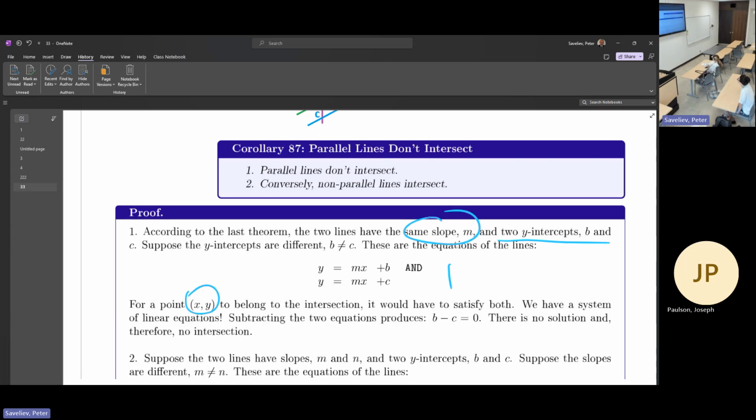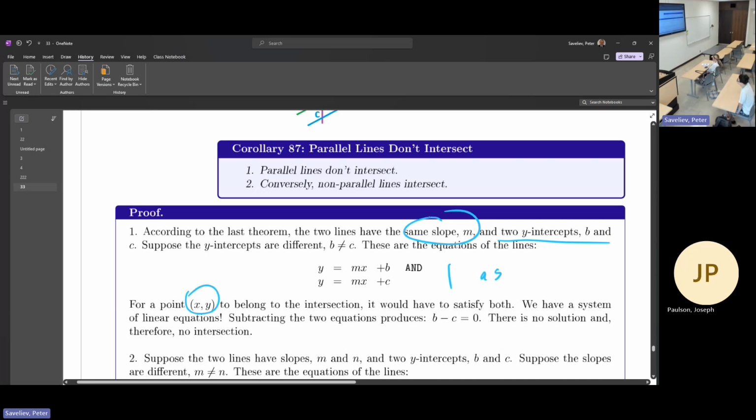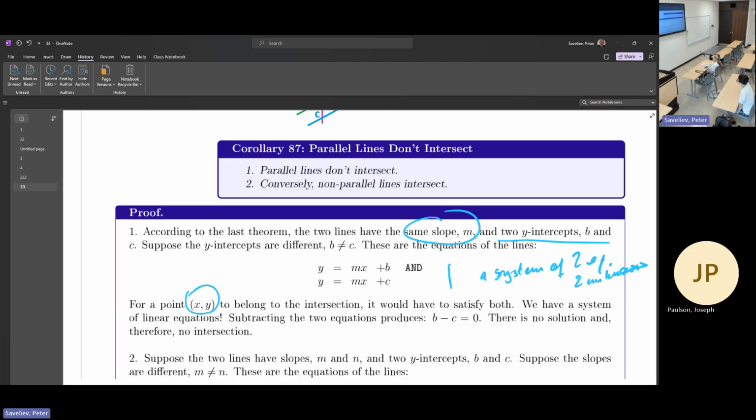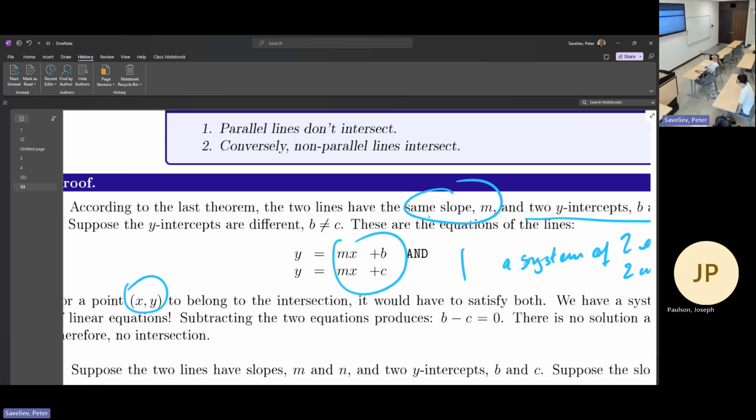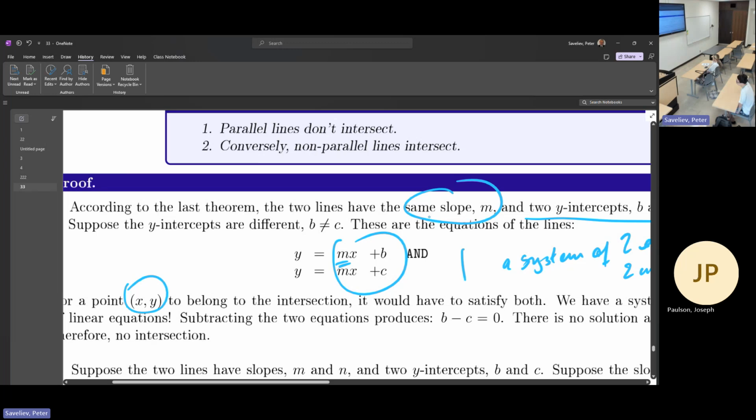a system of two equations and 2 unknowns. And so we ask ourselves, does the system have a solution? We say that there is, but how is it possible when m is the same? We subtract, or we set them equal to each other, it doesn't matter. These 2 are equal, mx cancels out, and we end up with b equal to c.